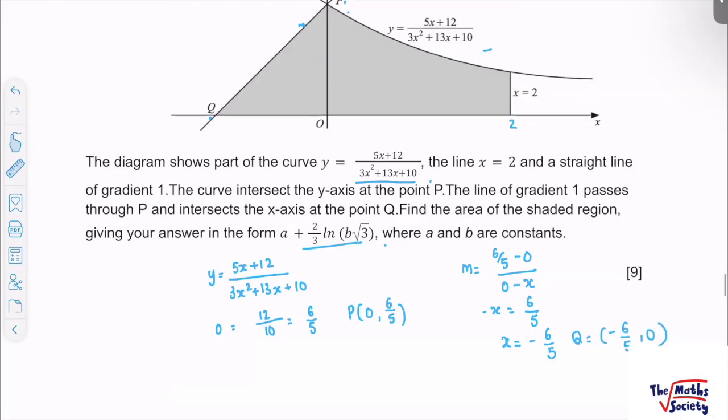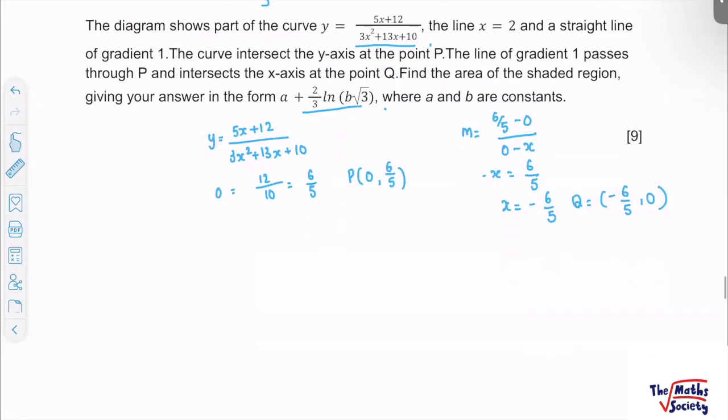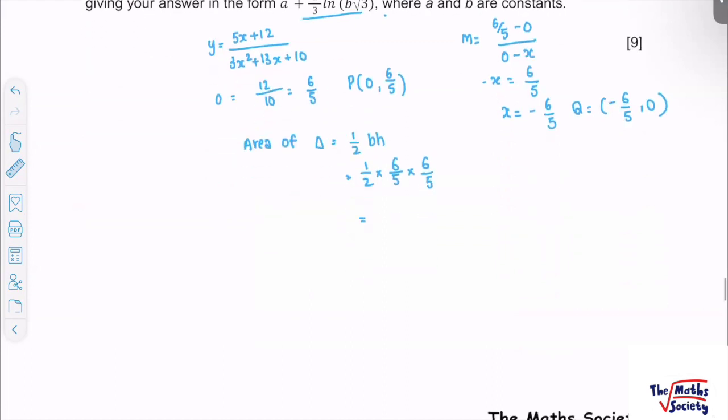So we're going to find the area of the triangle first, right? So this is 6 by 5, and this is also going to be 6 by 5. So the area of the triangle is half BH, so that's half multiplied by 6 by 5, multiplied by 6 by 5. So that's going to end up with 18 by 25.